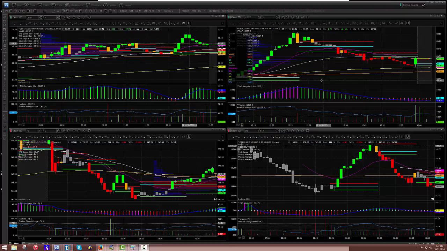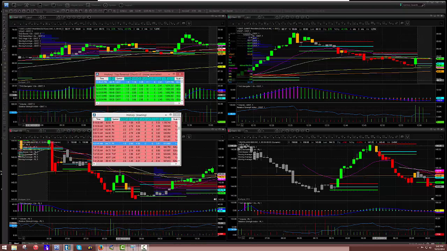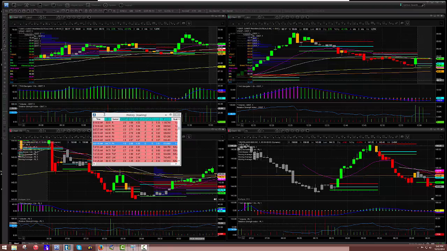So I have a couple charts up here from two that I played today. PII, which is Polaris, and CVST, which is Cubis Pharmaceuticals. First thing I want to show you here is my scanner for the bottom bounces and the top reversals. So we'll start with the bottom bounce first, here in the red.